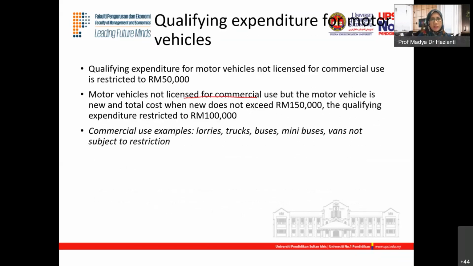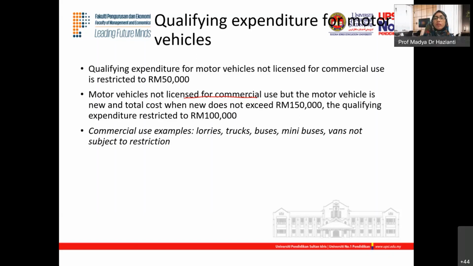For sales ni tak payah tengok. Okay, motor vehicles not licensed for commercial use is restricted to 50,000. So kalau license untuk commercial use, not licensed for commercial use, but the motor vehicle is new and total cost when new does not exceed 150,000. So the qualifying expenditure is restricted to 100,000. So commercial use, for example, lorries, truck, business, bus, minibus, vans. So not subject to restriction.